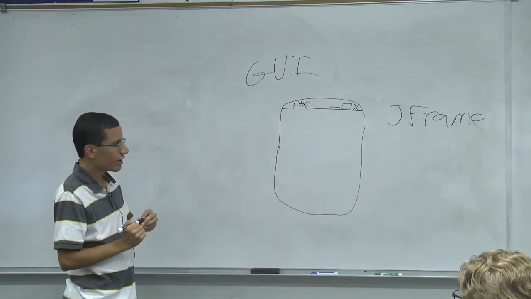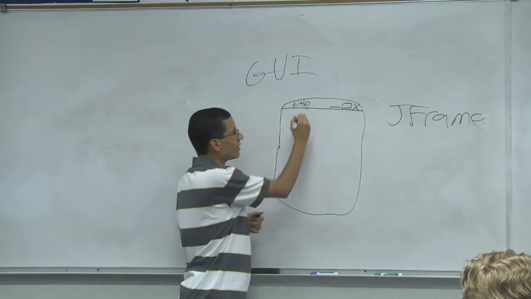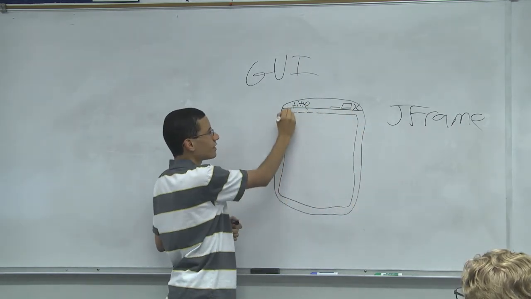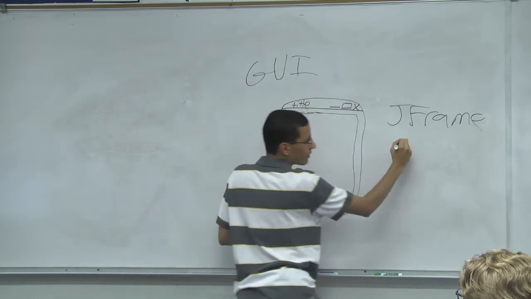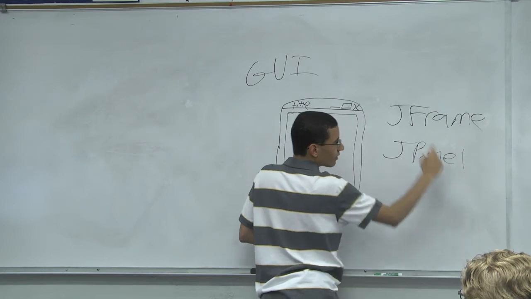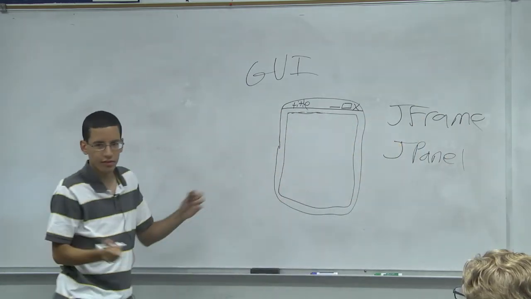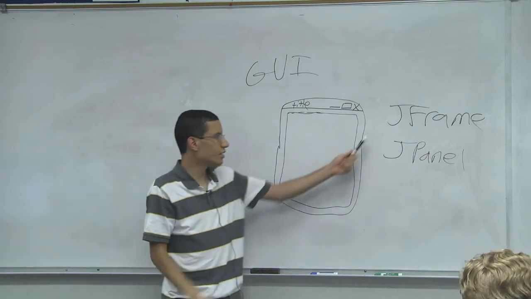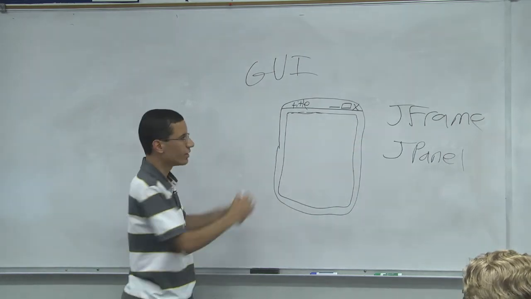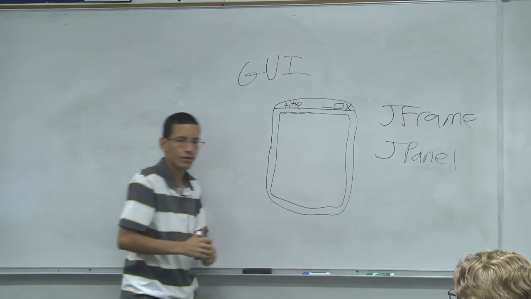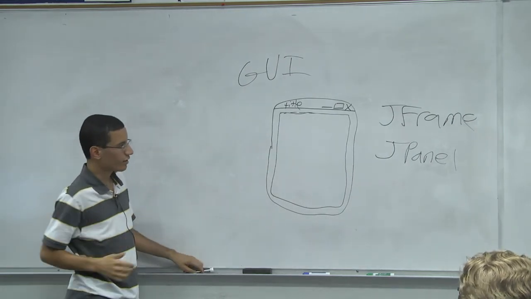Once we create our JFrame, we're going to create something in here, which is the actual content. And this in Java is called a JPanel. They broke up these two things into two different classes just to help you organize the code, because the JFrame's responsibility is only to be your window, while the JPanel is the content in that window. And so that's why we're going to break things up.